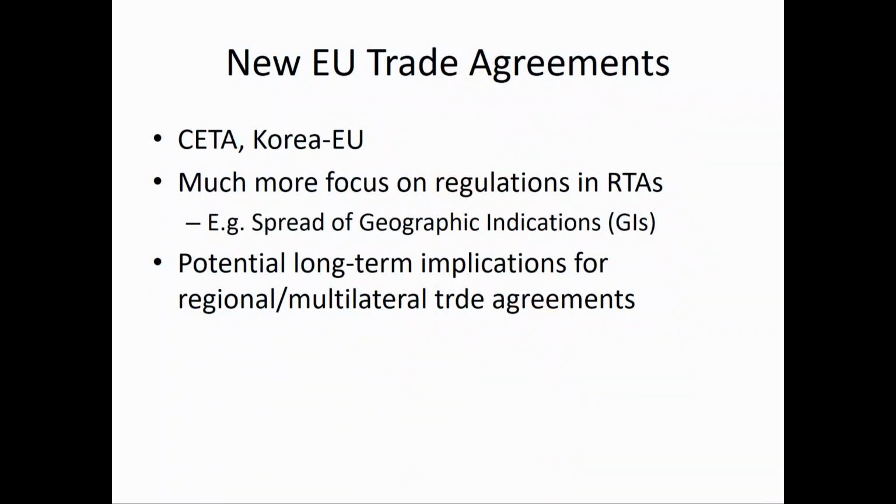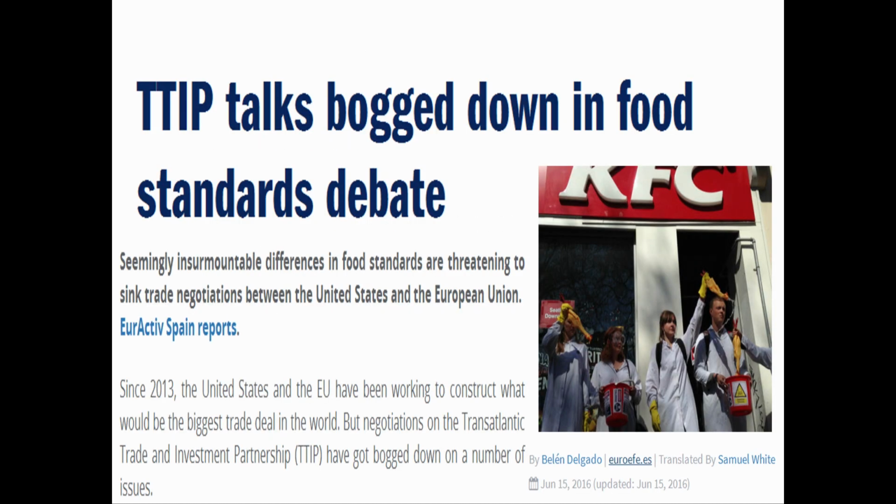If we look at new trade agreements right now, then you see that regulations are becoming increasingly important in these new trade agreements. And there are 2 examples from the EU. One is the trade agreement with Korea and one with Canada. And in both cases, these regulatory issues have been very important. And one example of this is the spread of geographical indications, or the much more important role of geographical indications in these trade agreements.